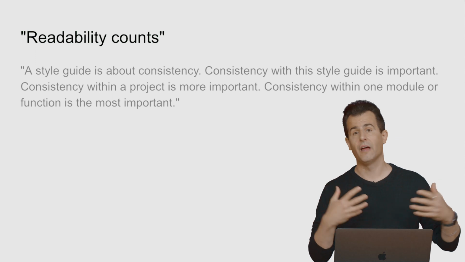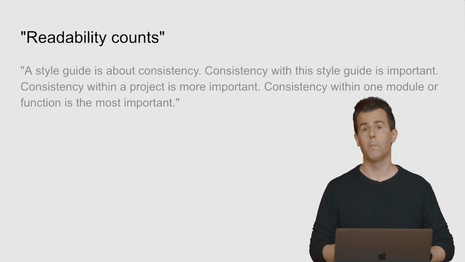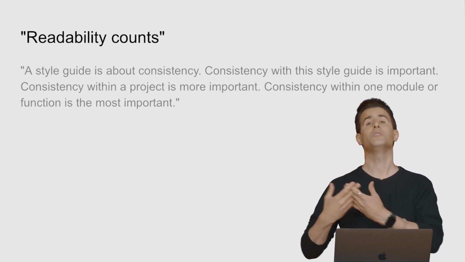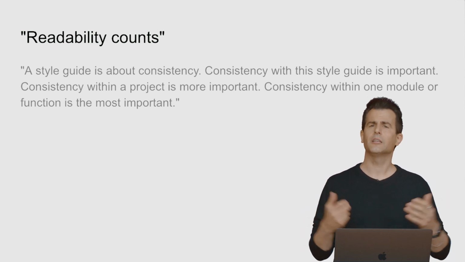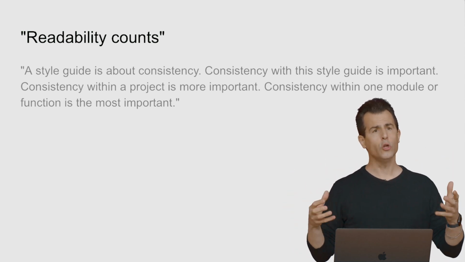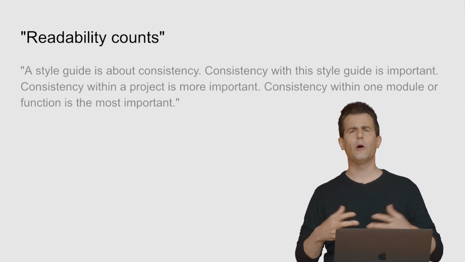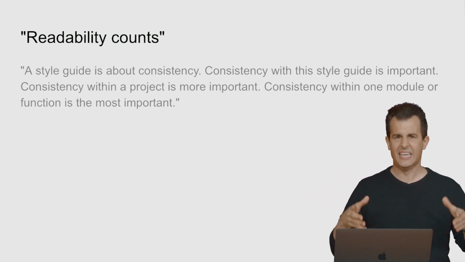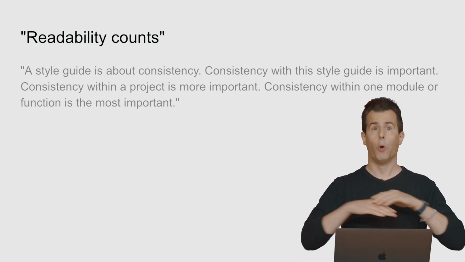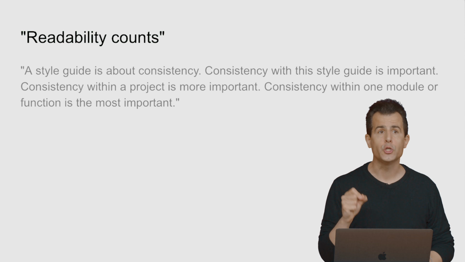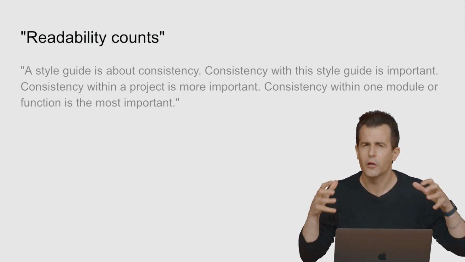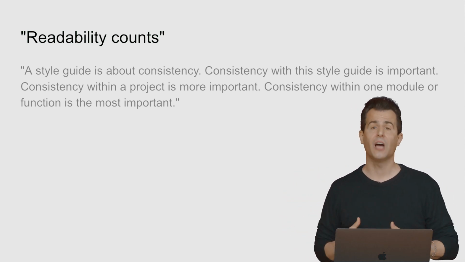So a course that you're taking might have its own style guide. A company you're working for might have its own style guide. You, down the road as a professional programmer, might have your own style guide for your own code. But within the Python community, they've tried generally to standardize, for the most part, a lot of these details. And ultimately, quote unquote, a style guide is about consistency. Consistency with this style guide, in the context of Python, is important. Consistency within a project is more important. And consistency within one module or function is the most important.